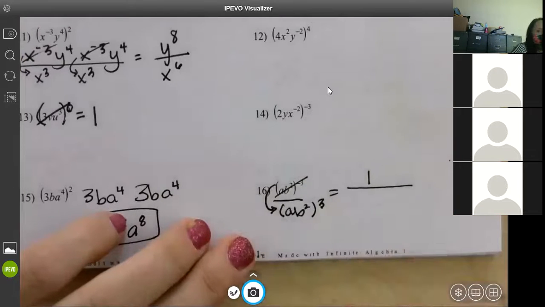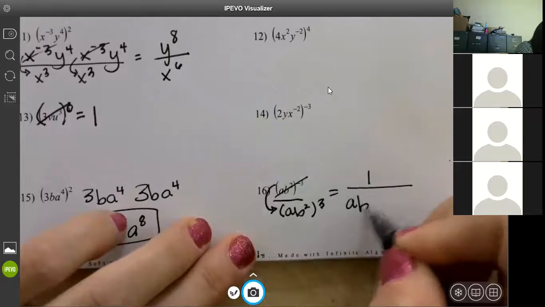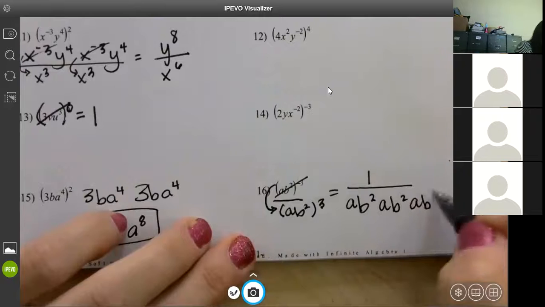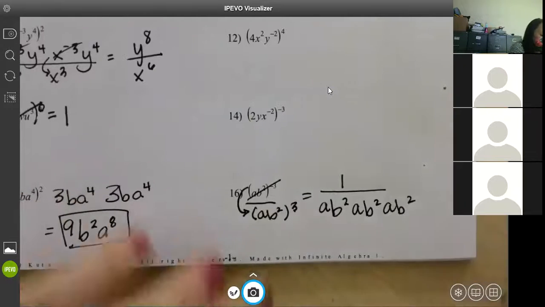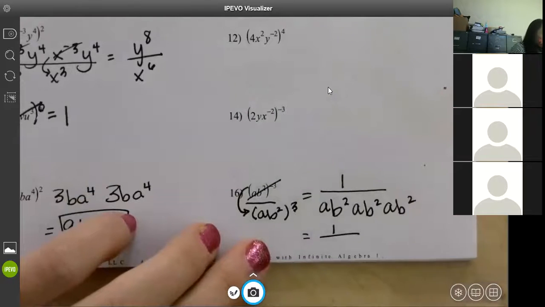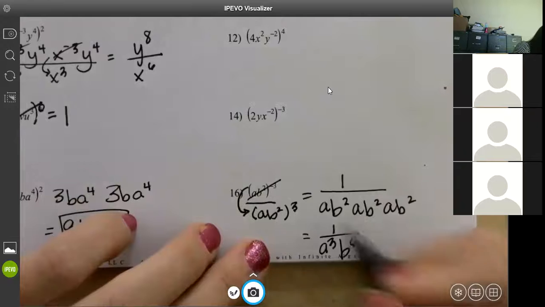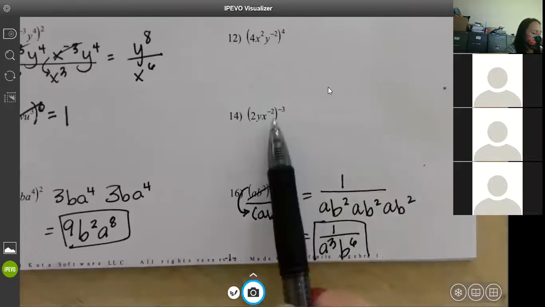Now what does cube mean? Times it by itself. How many times? 3 times. ab squared, ab squared, ab squared. How many total a's do you have? 3. Again, they're on the bottom, so make sure you put the 1, otherwise you're going to get it wrong. 3 a's. How many b's? That's it. So make it into a fraction and then multiply it out. All right. So what would this one change into?